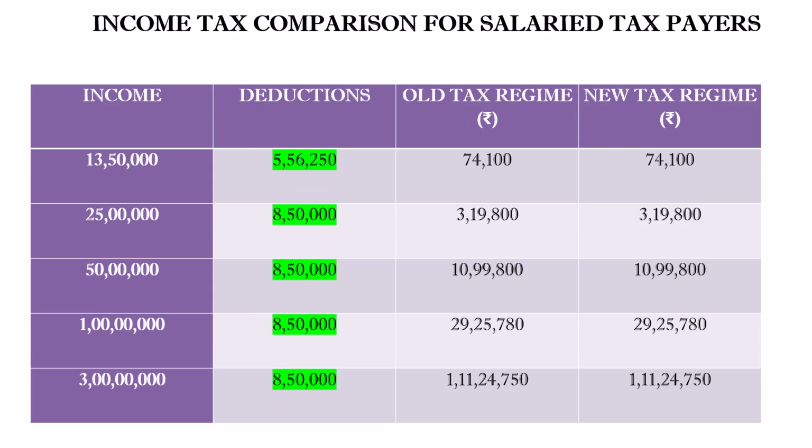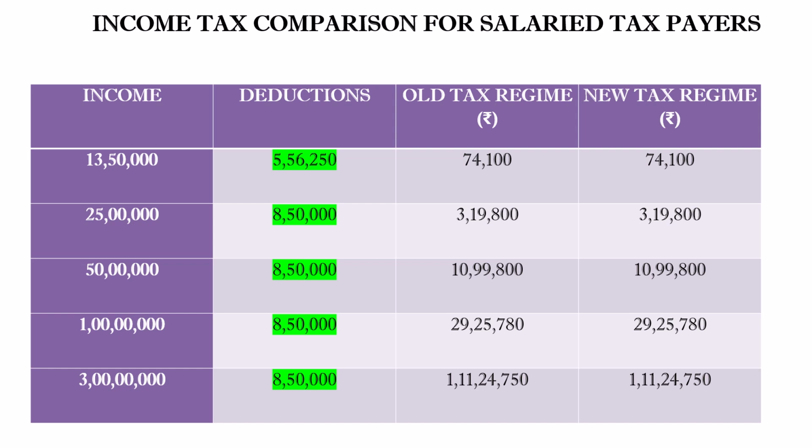Income tax comparison for salaried taxpayers. For example, if the income is 13 lakh 50,000 and the deductions are 5 lakhs 56,250, then the tax liability is 74,100 under both the regimes. Now this 5 lakh 56,250 includes 50,000 standard deduction as well. And in the tax liability computed under the new tax regime, the 75,000 standard deduction has been taken into account.